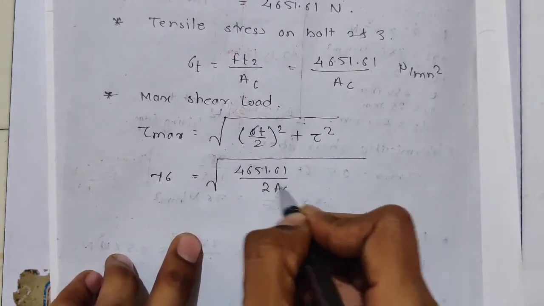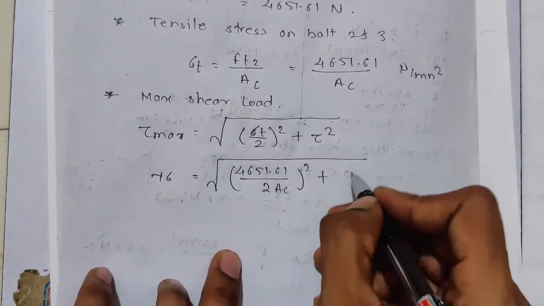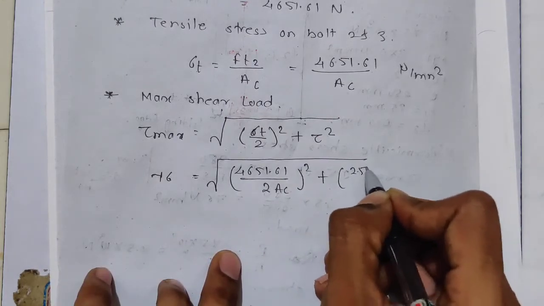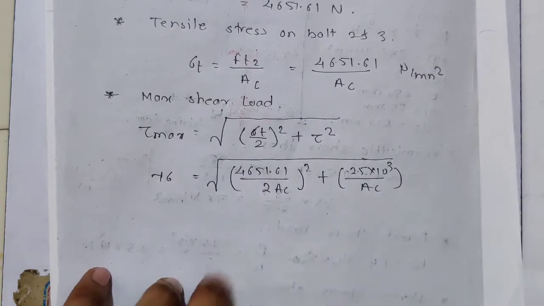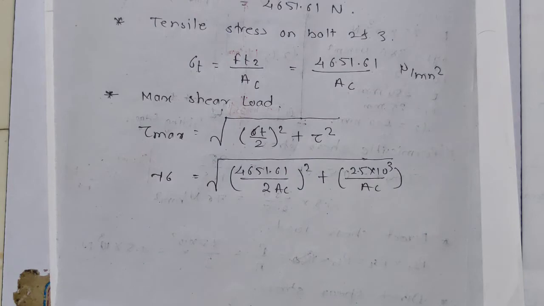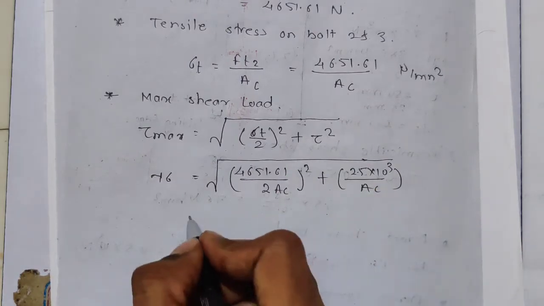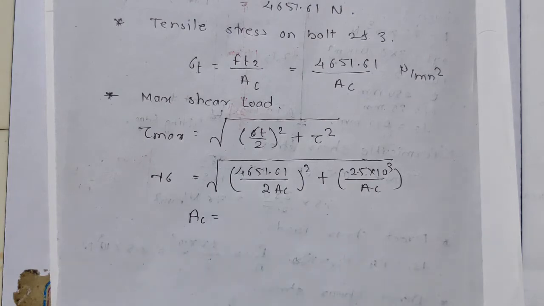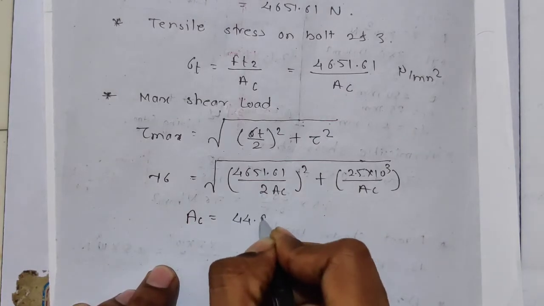Okay, and AC also there, plus what is tau value? Tau value is 2.5 into 10 raised to 3 divided by AC. Okay, just put all these terms in, solve for X equation and find the value of AC. So we will get the AC value as 44.928 mm.